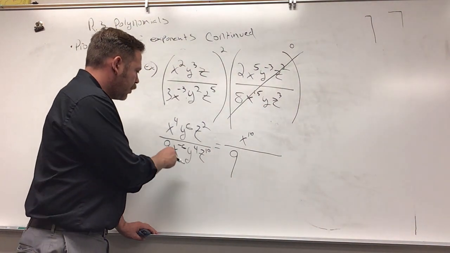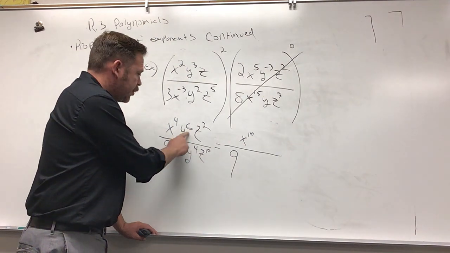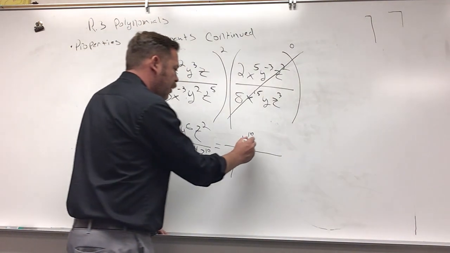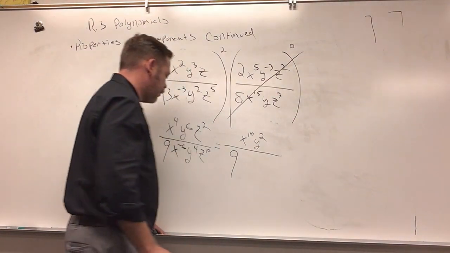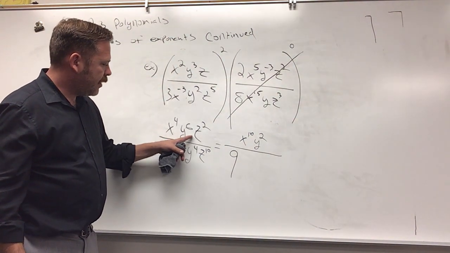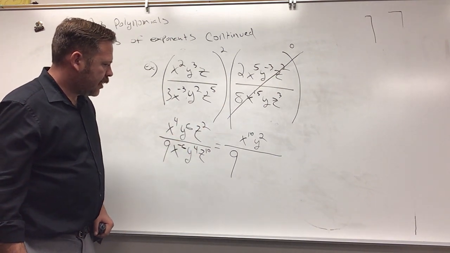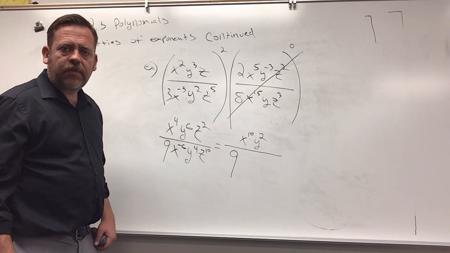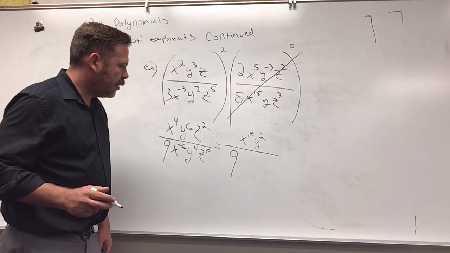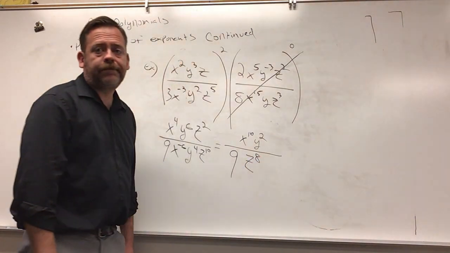All right, do I have more? I have y to the 6th and y to the 4th. It's 2 more y's on the top, so we're going to have y to the 2nd on the top. And then on the bottom I have, let's see, with my z's I have z to the 2nd and z to the 10th. So that's a total of 8 more z's being multiplied by each other on the bottom. So I have my final answer, z to the 8th on the bottom.